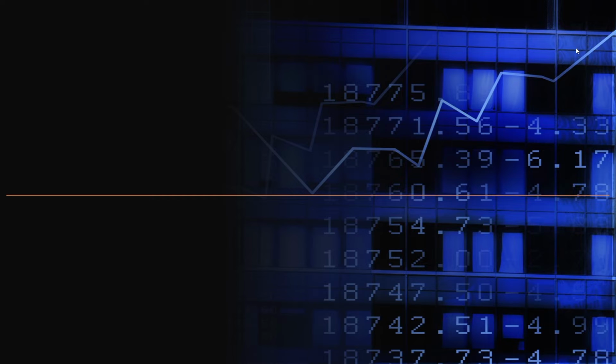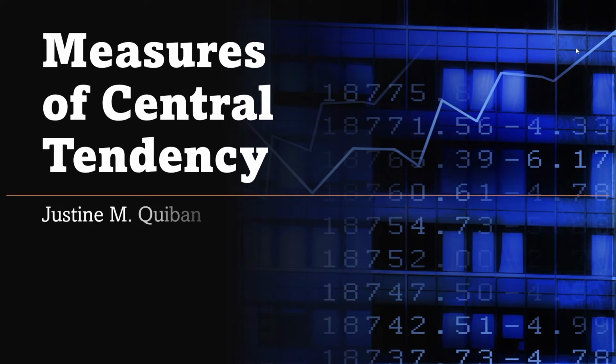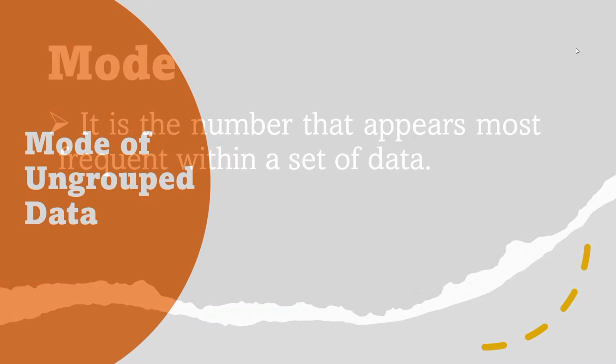Now, let's continue our discussion with measures of central tendency about the mode of ungroup and group data. So let's define what is the mode of data. Mode is the number that appears most frequent within a set of data. Meaning, ito yung number na may pinakamaraming beses na nag-appear sa loob ng isang set of data.